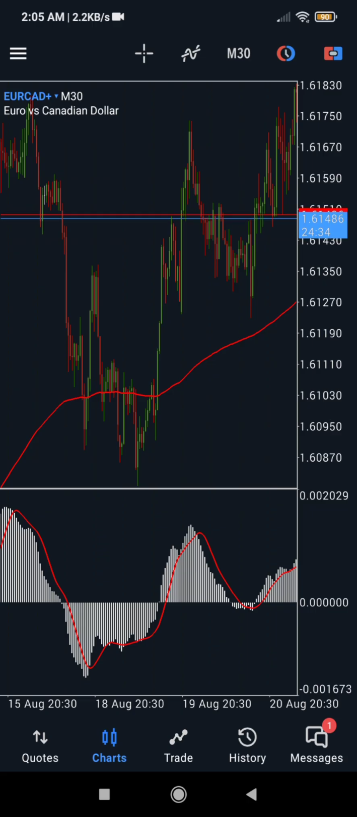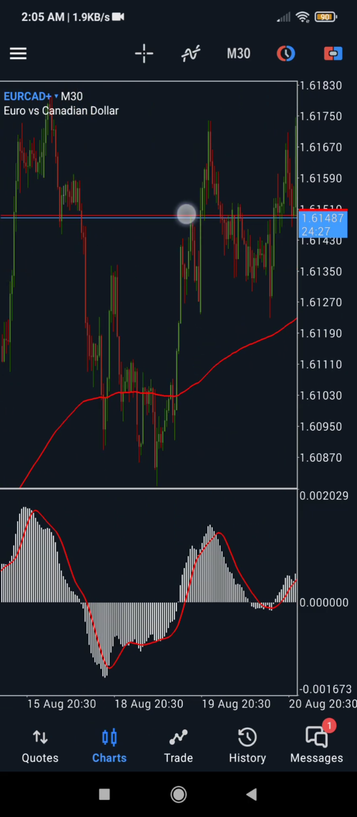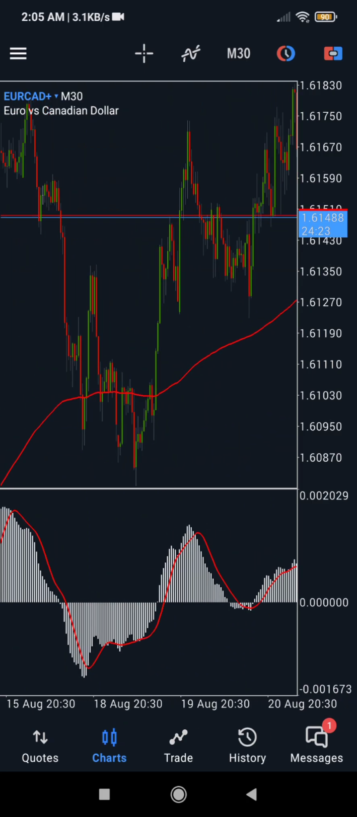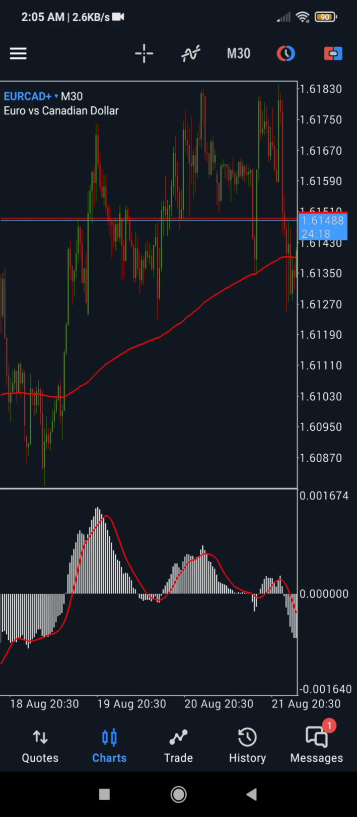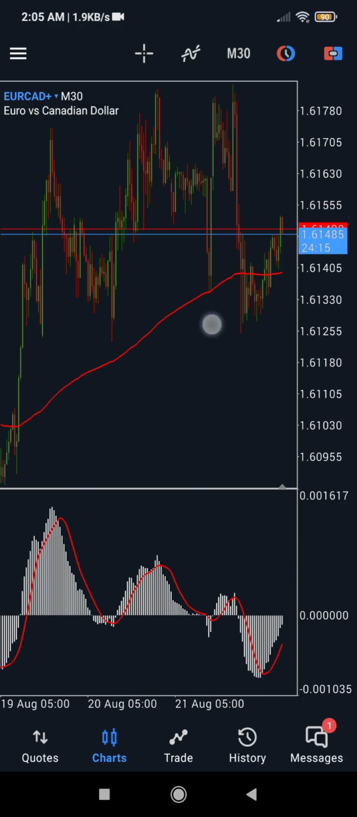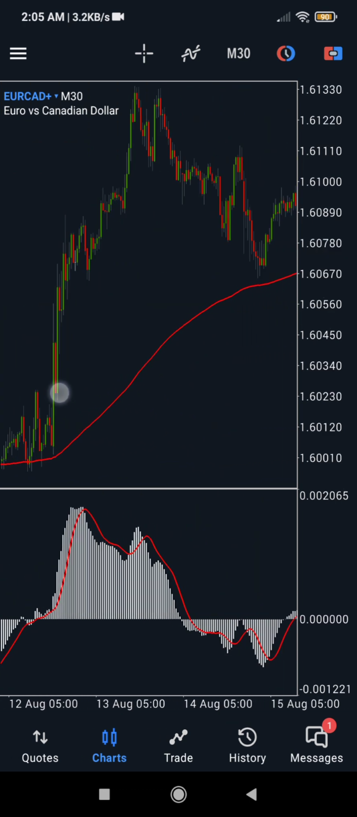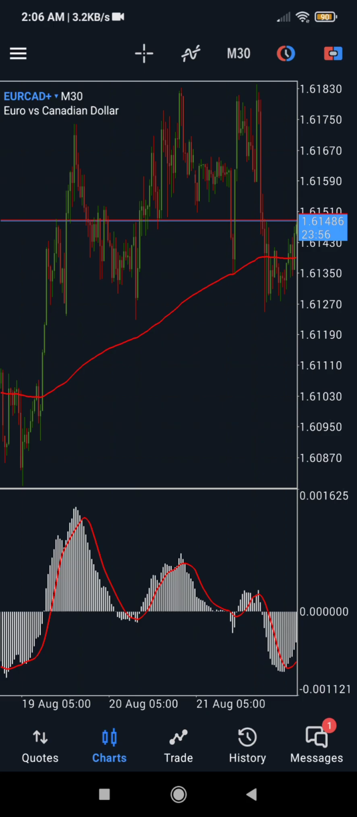Remember that the moving average is the one that will point the direction of the trend for us. So when you see that price is above this 200 EMA, it means we are in an uptrend. If price continuously trends below the EMA, then it means we are in a downtrend. In this particular chart, we can see that the current price of EuroCAD is trending upwards. From here, it has been trending upwards.